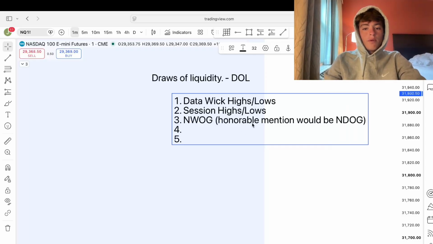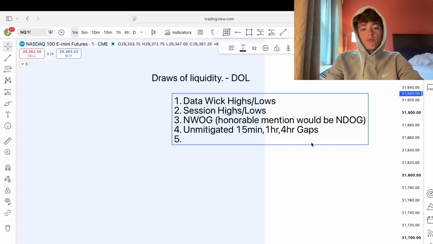New day opening gap. Now, number four for me personally is going to be unmitigated 15 minute gaps. For me this has worked well, but you also have to remember that the higher time frame works better, so this could be 1 hour and 4 hour gaps. This is probably going to be one of the top ones for me.